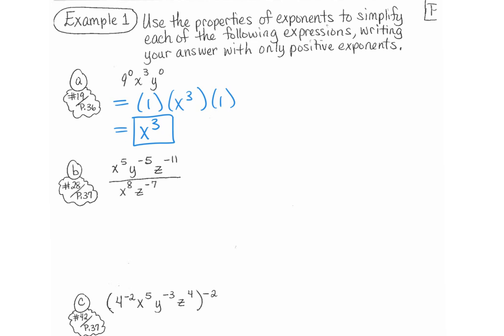What questions do you have? Okay. B, we have x raised to the 5th times y raised to the negative 5th times z to the negative 11th, all of that divided by x to the 8th times z to the negative 7th.